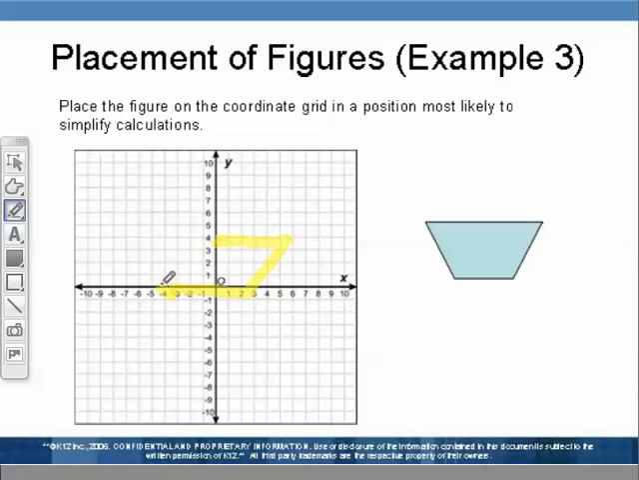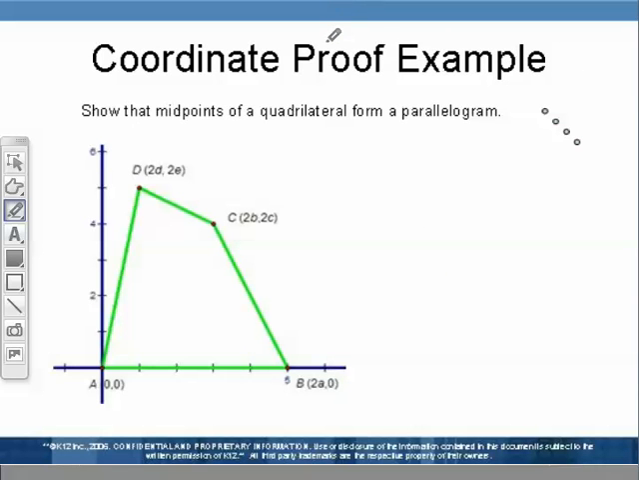Okay? By straddling the origin, we get equal numbers on one side and the other side, and they kind of offset each other, making it easier to do the calculations. So 3 and -3 give me a 0, okay? And a -5 and a +5 give me a 0. So it makes it easier for us to do some calculations that way, okay? That's the whole purpose of placing figures where we want to place them.